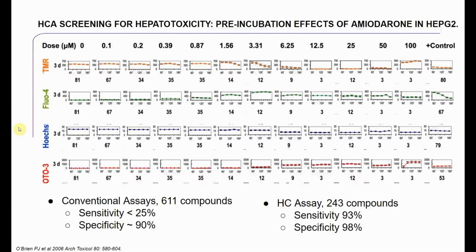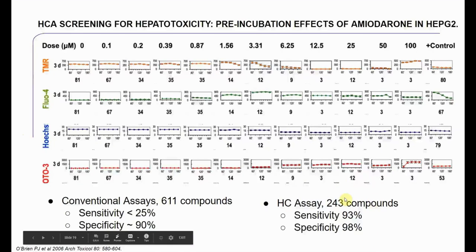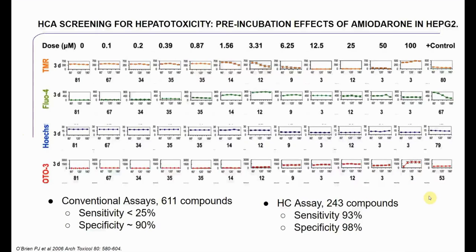So you were not picking up all the hepatotoxic compounds, but the ones you were picking up were very likely to be correct. With this high content assay, however, in a test with 243 compounds, both sensitivity and specificity were high. Sensitivity of 93% and specificity of 98%. So this was extremely encouraging. The idea that you could run this assay at an early stage in the drug discovery process and then be able to accurately call and predict compounds that could potentially cause problems later on.